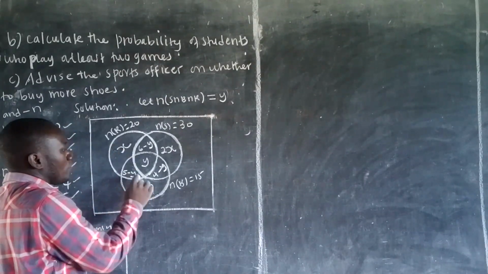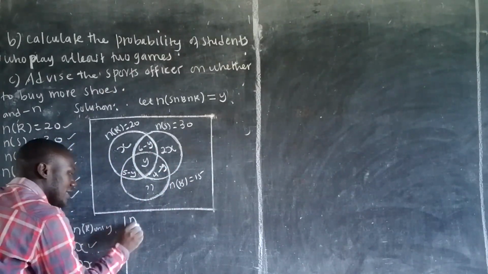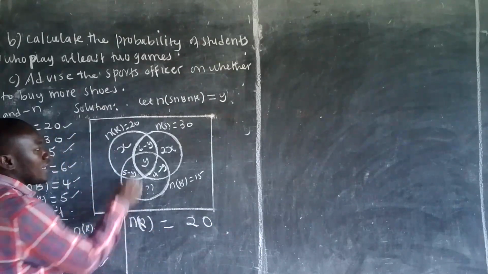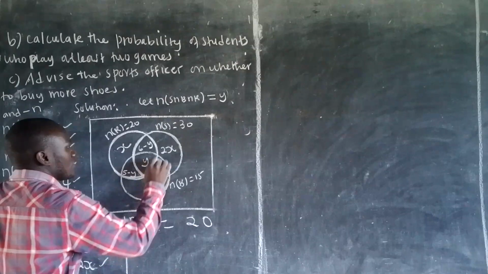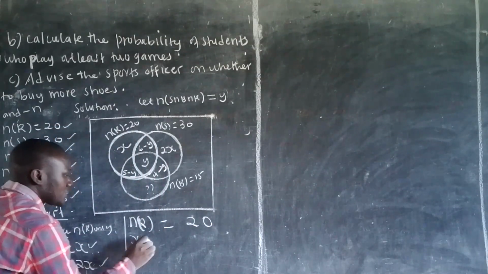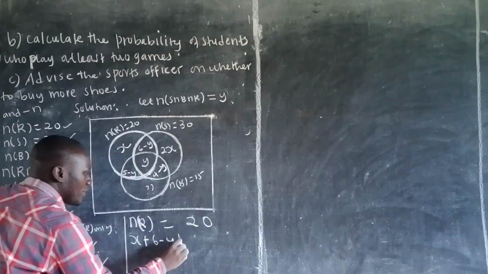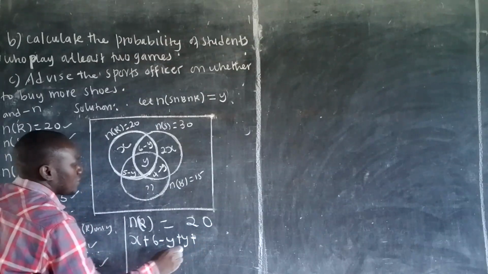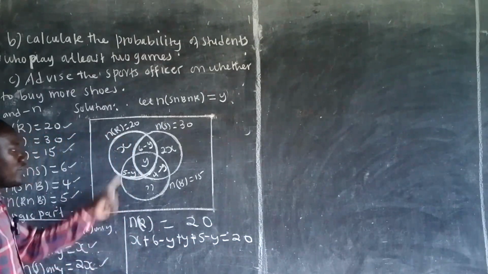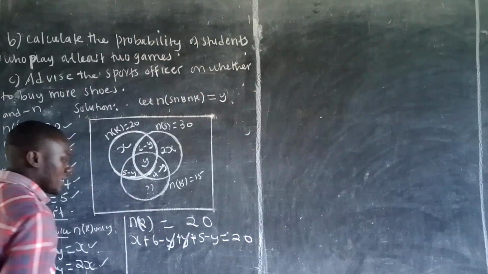The number in R is all complete. So we use the fact that when you add the elements in R, the total you get is 20. So let's add. Our R is this. Start with this: x plus 6 minus y. I'm adding what is in this circle, plus again y, plus 5 minus y. The final result you get is 20. Now negative y and positive y can cancel out.